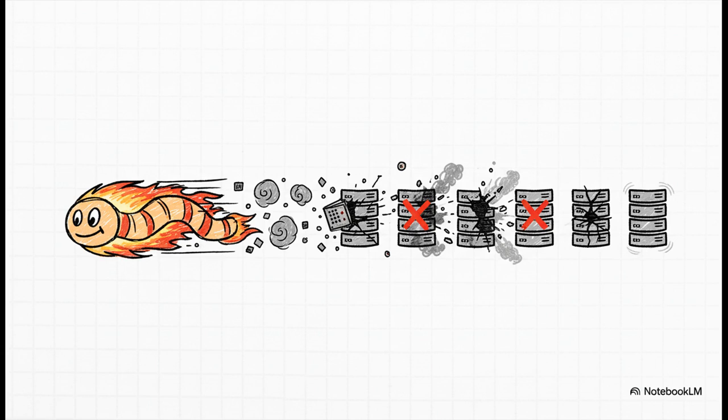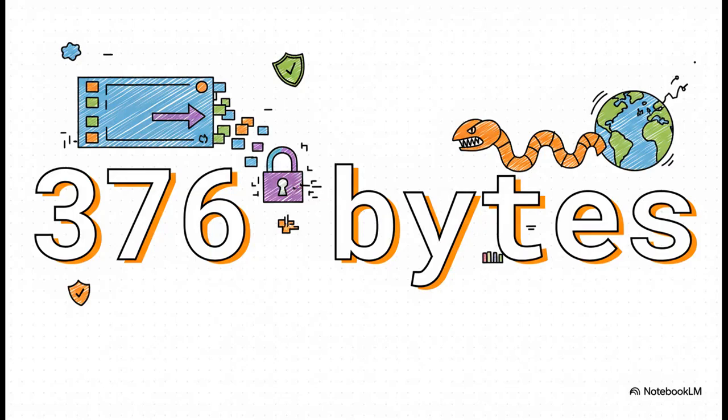SQL Slammer wasn't sneaky or subtle. Its defining feature was just pure, unadulterated speed. And the efficiency of this thing was just stunning. The entire piece of malicious code was only 376 bytes. That is smaller than a simple text email. It was tiny, it was elegant, and it was unbelievably destructive.